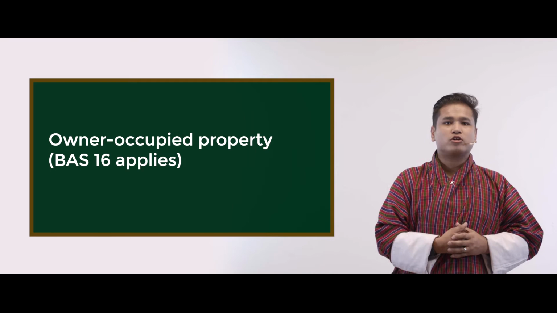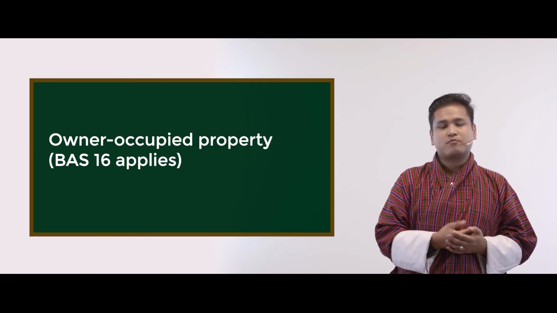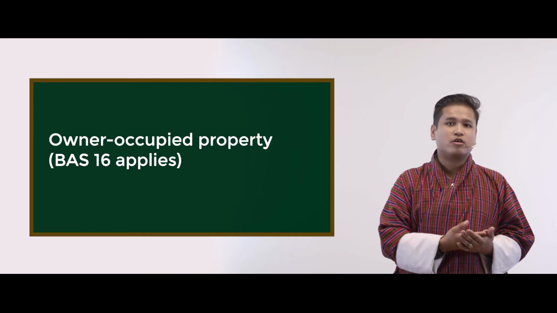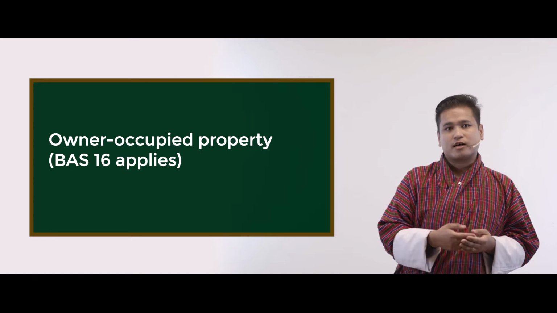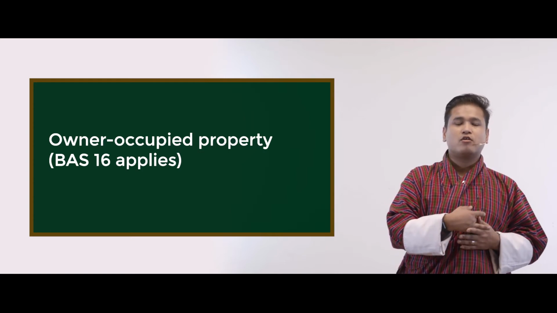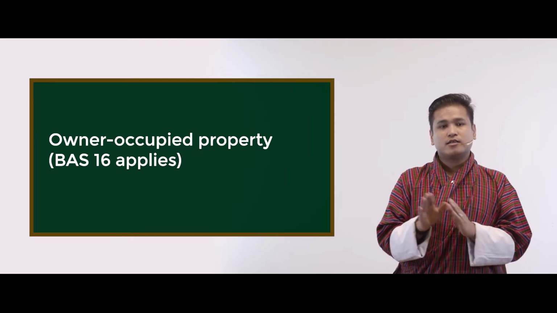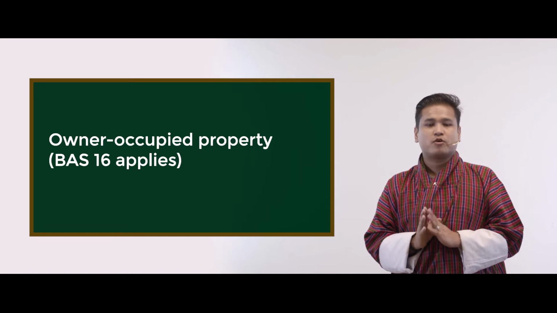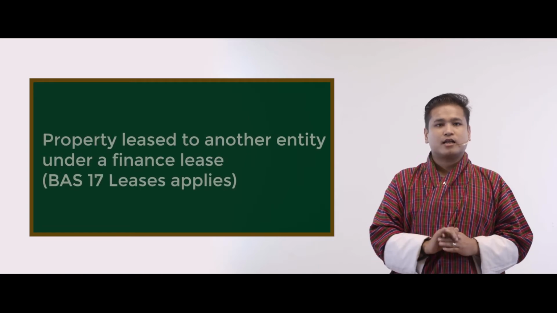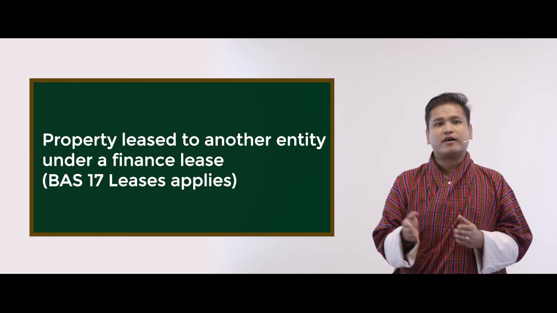Next one is owner-occupied property. Owner-occupied property simply means property which is occupied by the owner, either for the purpose of producing goods or services, for supplying goods or services, or for using for administrative purposes. So in this property, we need to apply BAS 16, which is property, plant and equipment. And the last one is property being leased to another entity under a finance lease.